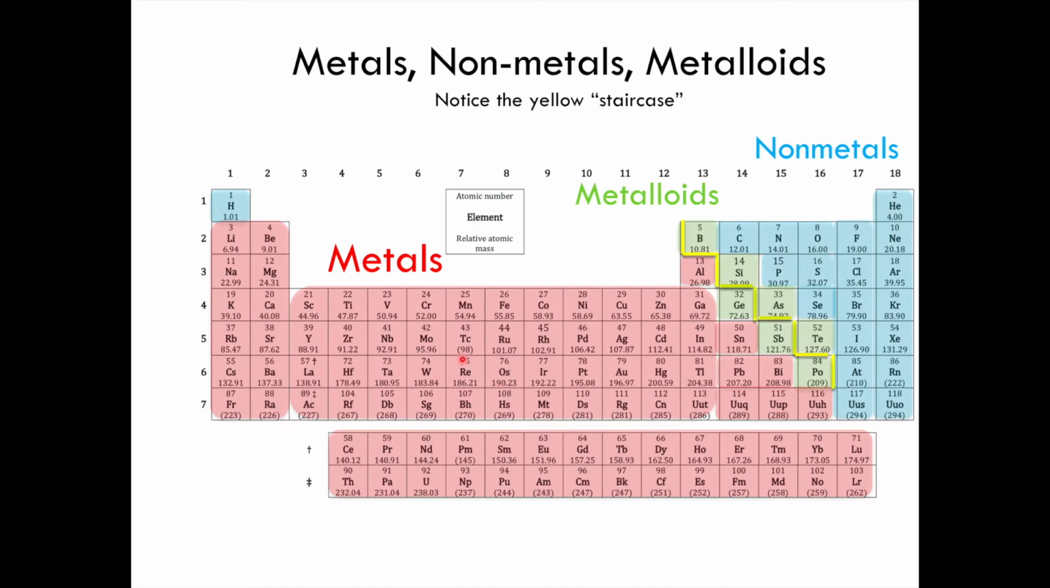Now you should be able to know this. You should already know that the left side is the metals, the right side is the nonmetals, and the staircase in the middle separates the two. Anything touching the staircase, except for aluminum, is going to be a metalloid. Now these have different properties than metals and nonmetals. Metals are typically hard, brittle, and they're solid. Nonmetals are typically gaseous or liquid.